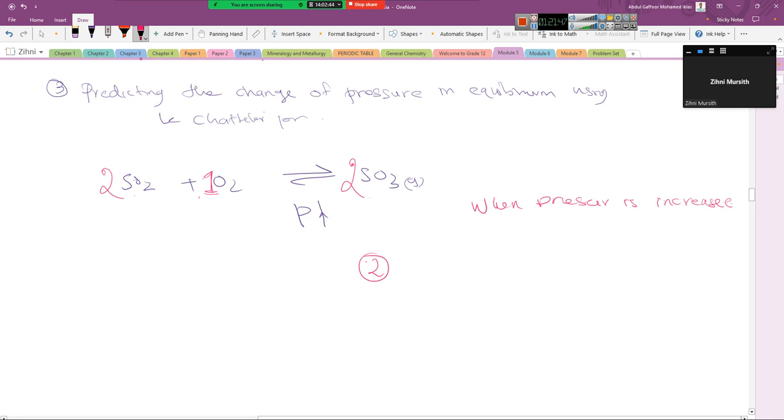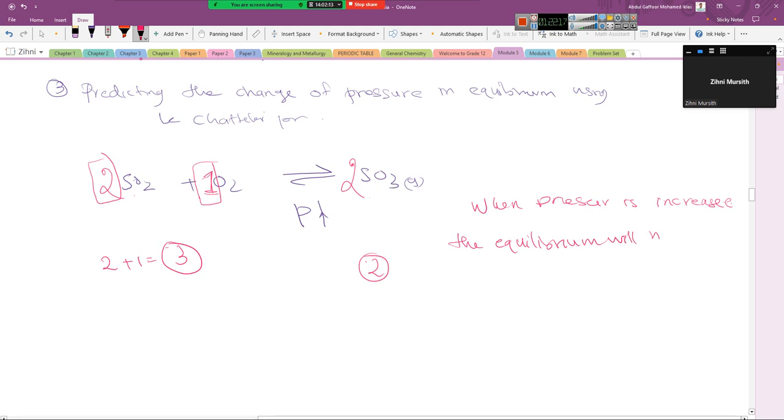So the total number of moles on the reactant side is 3, right? How do we obtain 3? This 2 plus this 1 is equal to 3. And here we have 2. So when the pressure is increased, the equilibrium will move in the direction in which we have fewer moles, right?